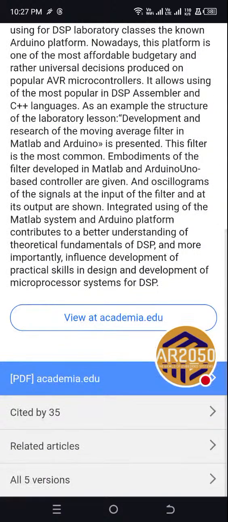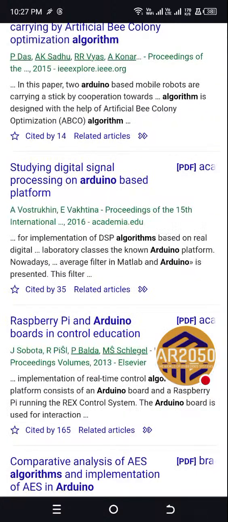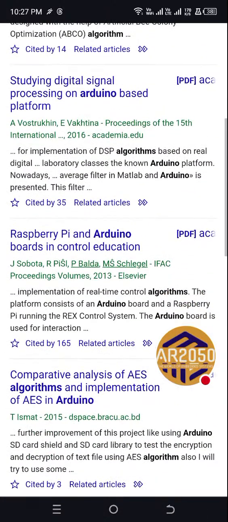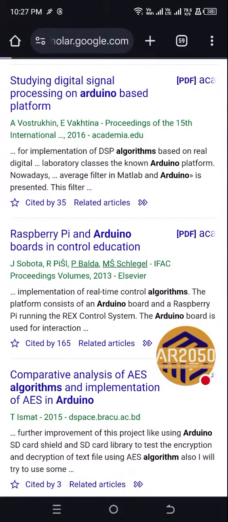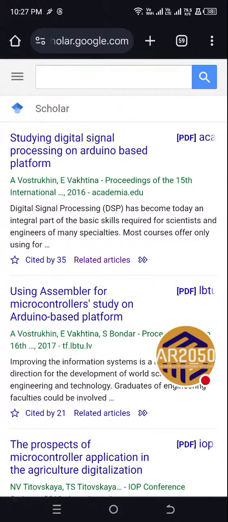I think this is some kind of lab. We'll just skip that for now. Okay. Let's see what the related articles has to offer.